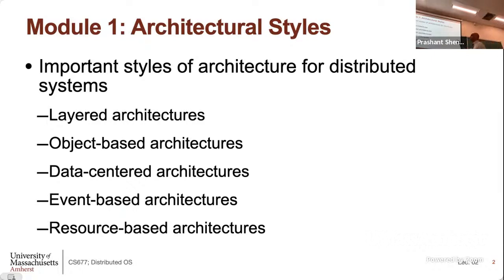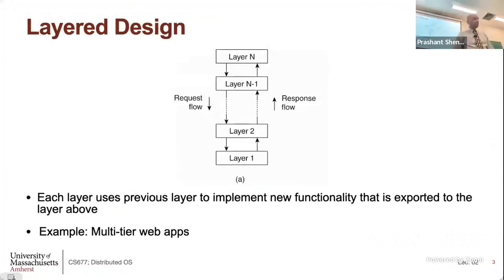And there are several that are listed here, and we are going to go through them one at a time. Okay? So we'll start with layered, then we'll do object-oriented, there'll be data-centric, event-based, and resource-based or resource-oriented architecture. Okay? So let's start with the layered architecture. Okay? So that's shown in this picture here. So in this case, you can take your distributed application and assume that each component is a layer.